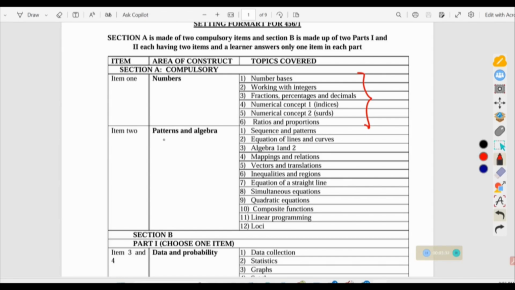Then item number 2 will be on patterns and algebra. Those ones are sequences and patterns, equations of lines and curves, algebra 1 and 2, mappings and relations, vectors and translations, inequalities and regions, equations of a straight line. Then you talk about simultaneous equations, quadratic equations, composite functions, linear programming, then and loci.